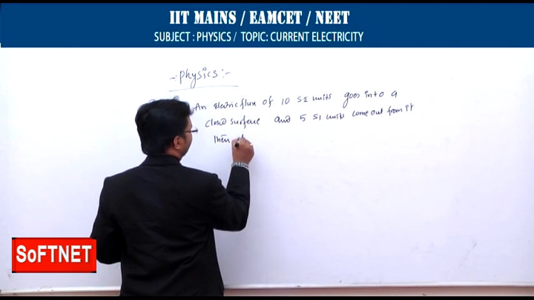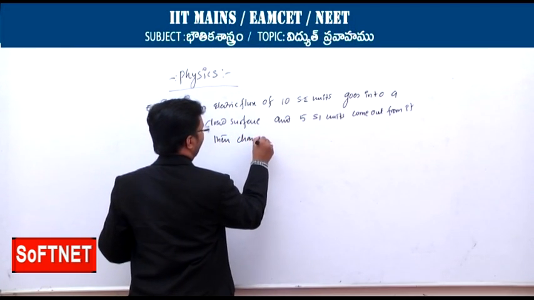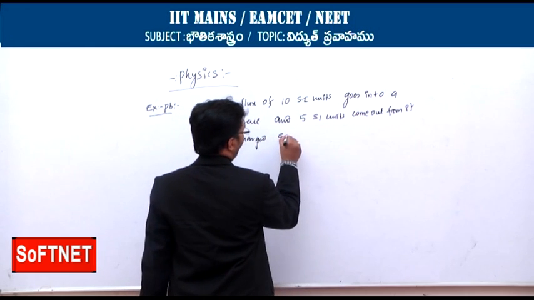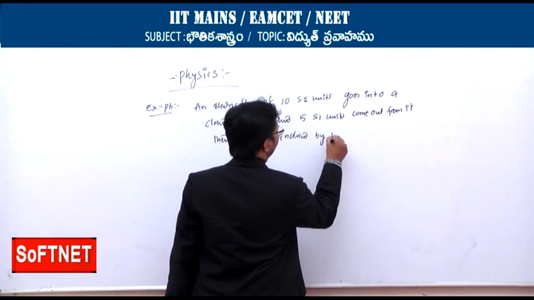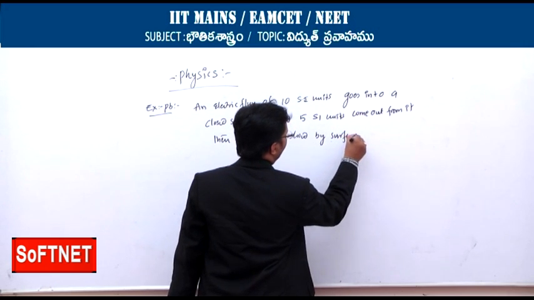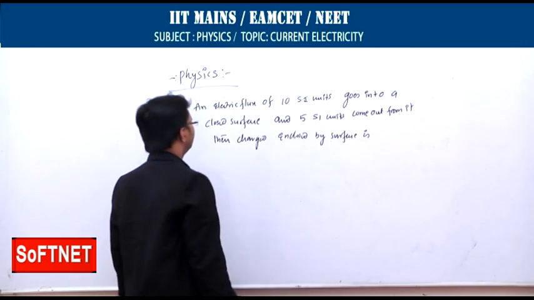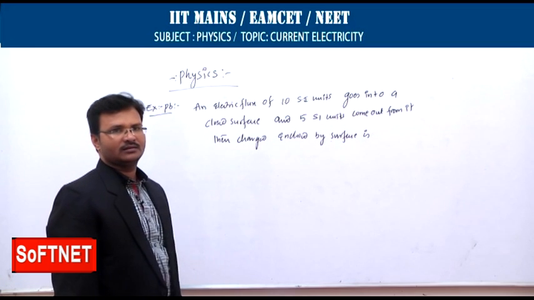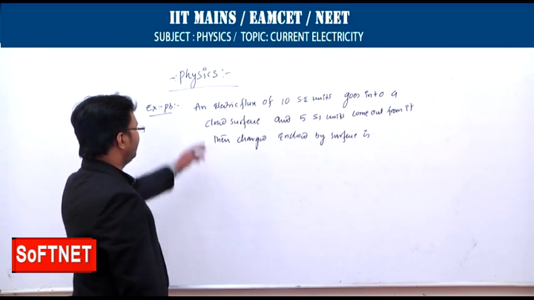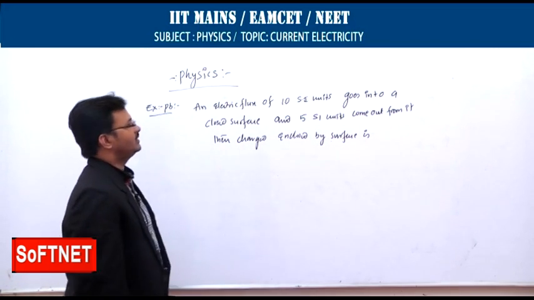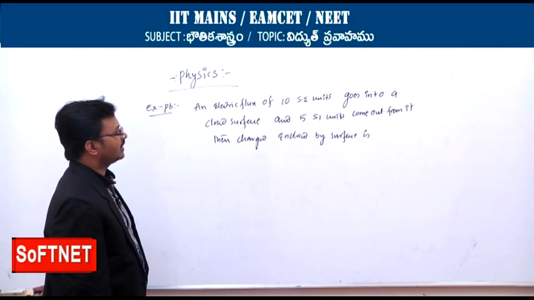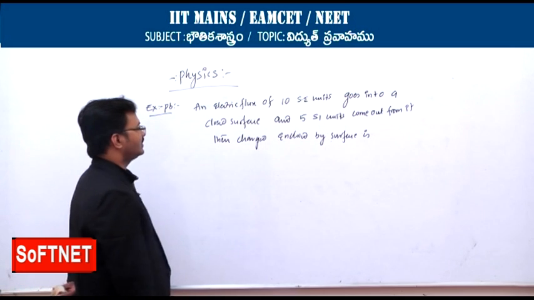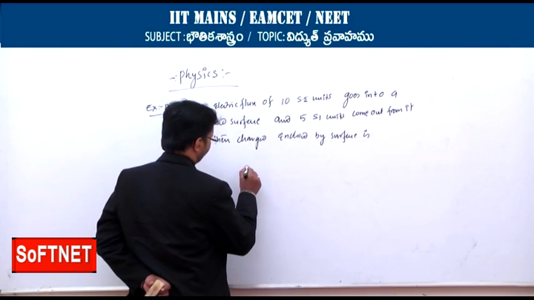Then the charge enclosed by the surface is. Same case as we discussed before. An electric flux of 10 SI units goes into a closed surface and 5 SI units come out from it. Then the charge enclosed by the surface is.